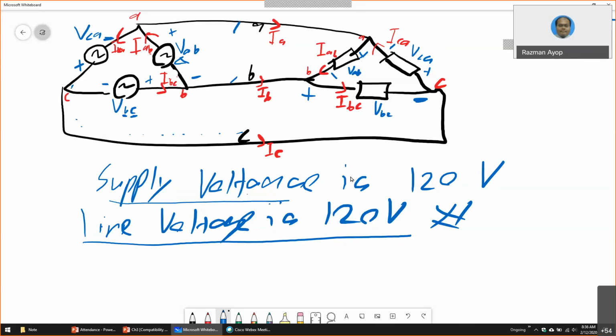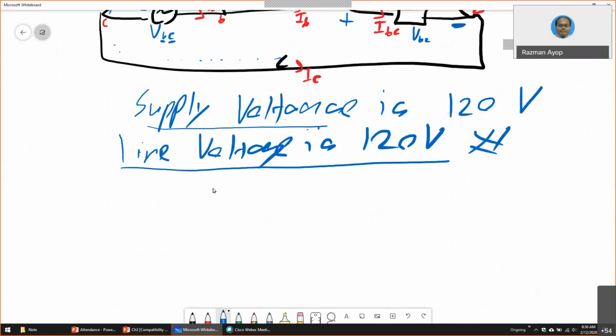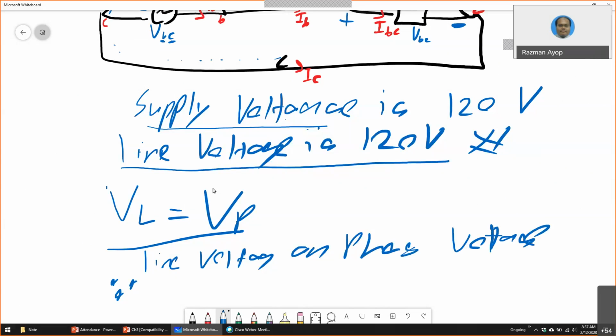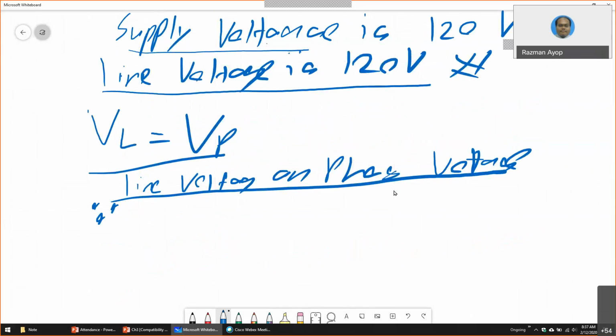So what you need to do is, usually the first question will ask what is the phase and line voltage. For delta connection, VL equals VP. Line voltage and phase voltage are the same. So therefore, line voltage and phase voltage, make sure you write it. If not, you are considered wrong. There will be no mark.